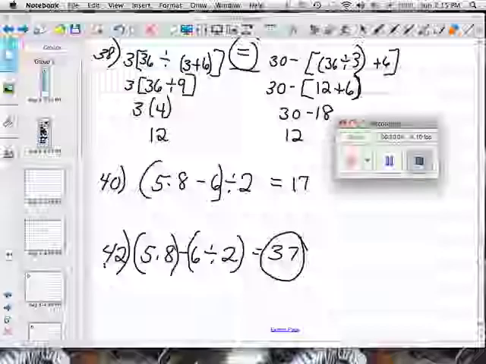So let's see what we can do. Let's try putting this together and see what happens. 40 minus 6 is 34. And 34 divided by 2 is 17. So that works. It's just trial and error, and maybe you can see it too. And 42, we said we figured this one out. It's actually exactly as it's given. But to make it even clearer, we could put parentheses around the 5 times 8 and the 6 divided by 2, so that's 40 minus 3, which is 37.